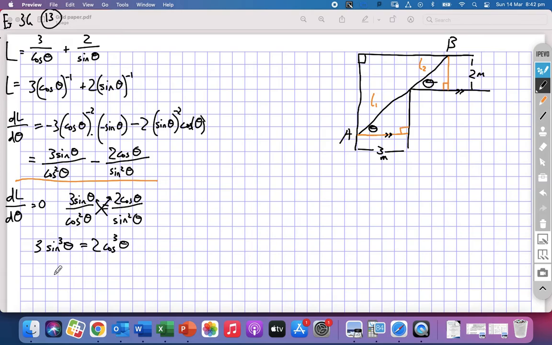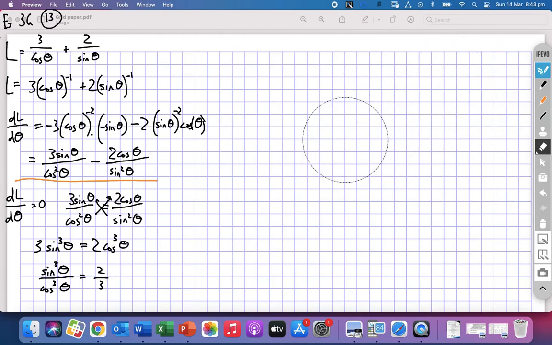Now the book did actually give me a hint that I want to go to tan, and I can see how to do that. I know that tan is sine on cos, so I've divided both sides by cos cubed to get it on the bottom of the sine. I've also divided both sides by 3. Need a bit more room. I need to explain why this is tan cubed. Let me do that first.